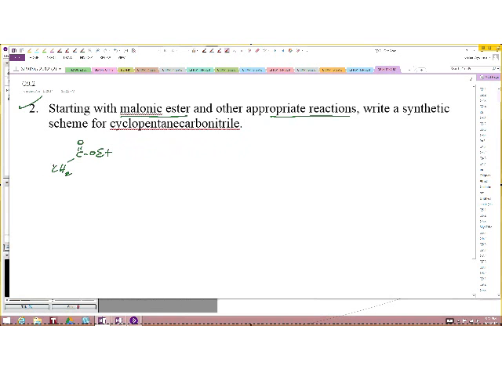Take ethyl malonate or malonic ester, and then you form this compound here, cyclopentane carbonitrile. So you have a 5-member ring attached to a carbon-nitrogen triple bond. That is your cyclopentane carbonitrile. So therefore, what do we need to do here? Let us do some analysis.